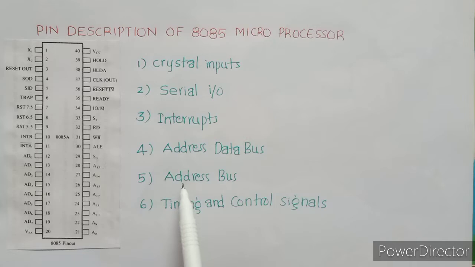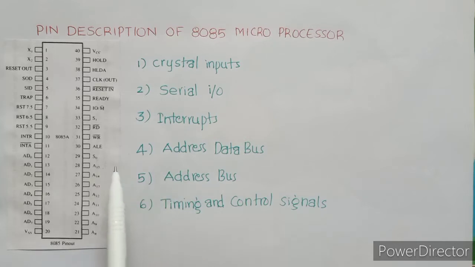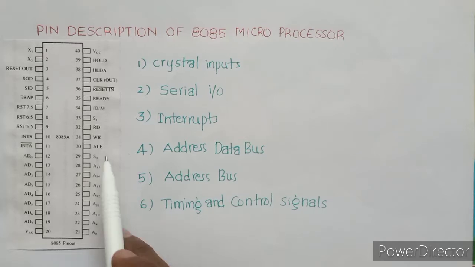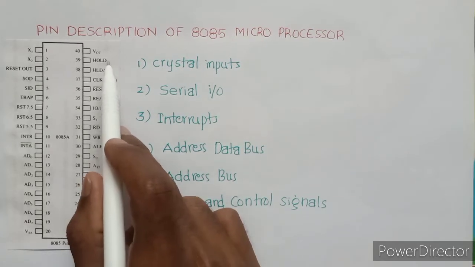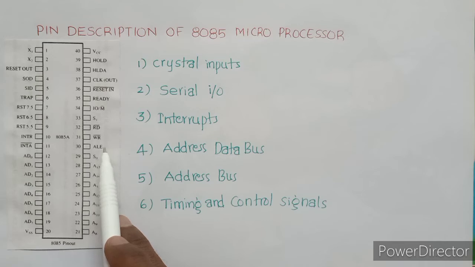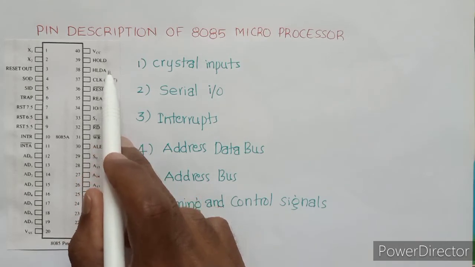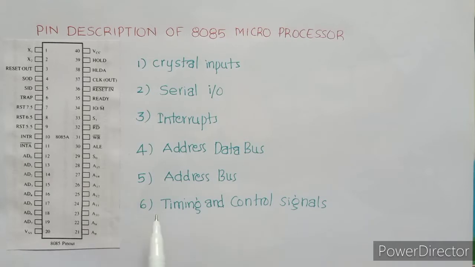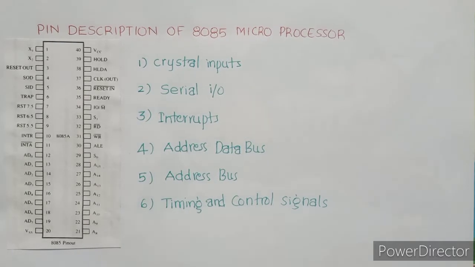Next, the sixth zone is the timing and control signals. These are all timing and control signals, from the 30th pin to the 39th pin.